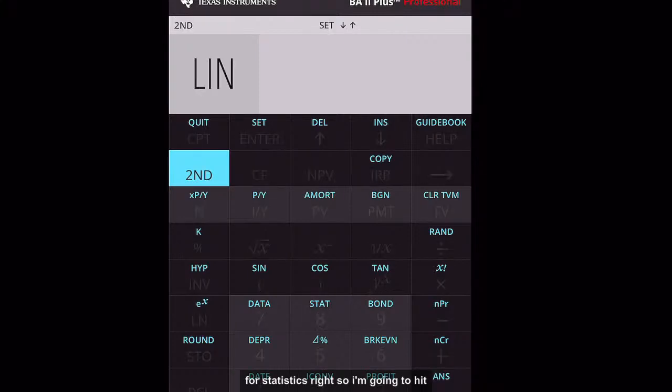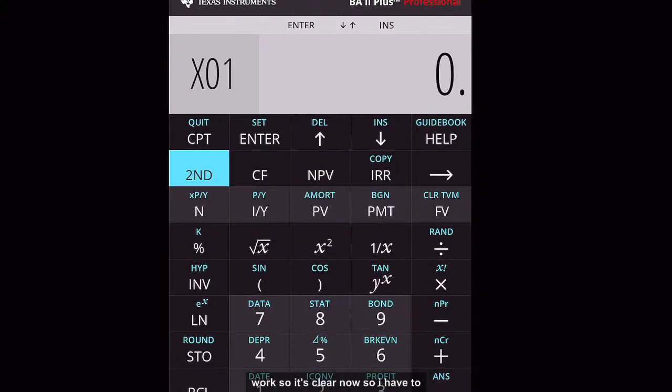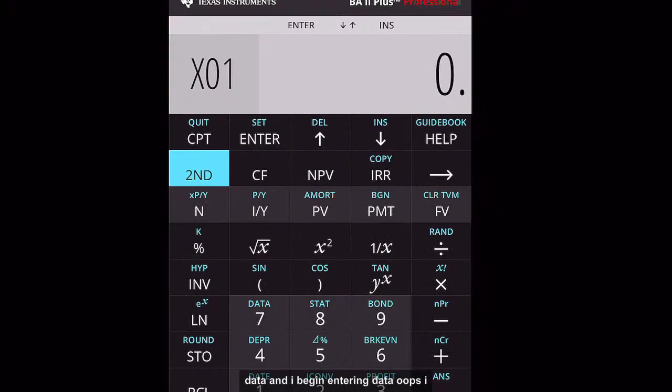So I'm going to hit second data. There's something in there, so I need to erase it. So second clear work. So it's clear now. So I have to clear the worksheet for data. And I begin entering data. And the data are from X, the first observation is 15. I can enter it as 15 or 0.15. Let's enter it as 0.15. You don't have to, but it's something I learned to do to avoid some confusion. Okay, don't worry about that. Just enter them as percentage decimals.